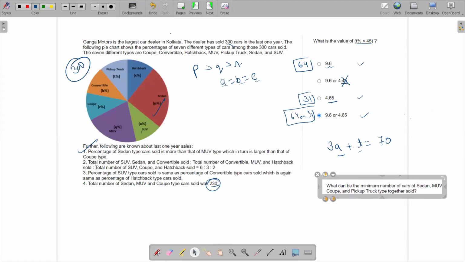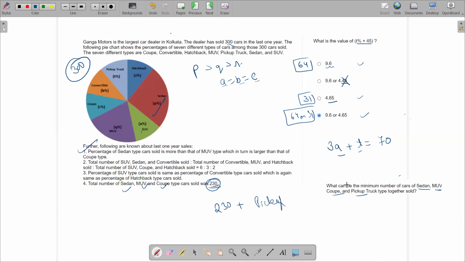For now, I'm getting two values of T, which I'm not sure which one to pick up. Now, this question is, what is the minimum number of cars of sedan, MUV, coupe, and pickup? So you can see that sedan, MUV, coupe, these three values are fixed, now 220 plus what remains is pickup. Then why has this question asked what can be? Why is there a "can be" in the question, whereas we know that there are three fixed values, and only the pickup truck is as such?